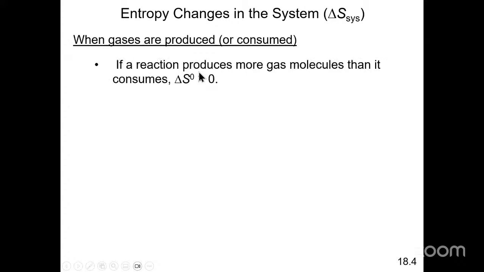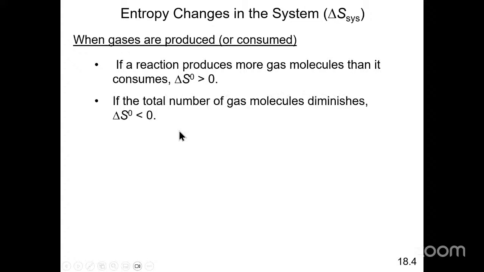Okay, so we can again make some predictions about delta S being positive or negative based on a balanced equation, right? For example, if you have a reaction that produces more gas molecules than it consumes, then we know that delta S is positive, right? So if you have a balanced equation and you see that the total number of moles of gases on the product side is greater than that on the reactant side, then we know that delta S is going to be positive. If you have the reverse, right?